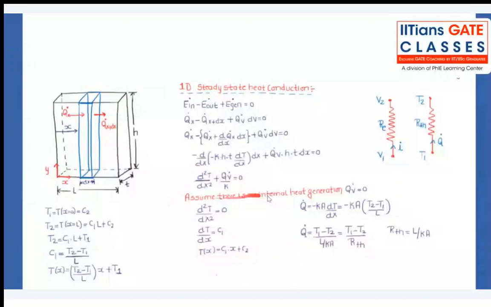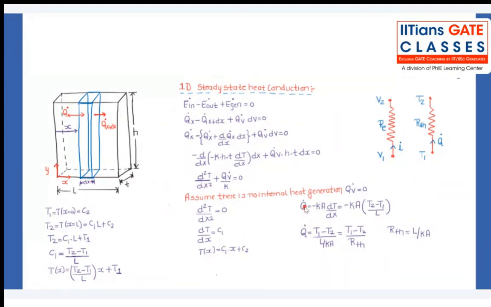Now special case, assume there is no heat generation. This becomes zero. You get d squared T by dX squared equal to zero. You can integrate one time, dT/dX is constant. Second time you get T(X) equals C1 X plus C2. Apply boundary conditions. At X equal to 0, your temperature is T1. At X equal to L, your temperature is T2. So what do you get as temperature distribution? You get T(X) is (T2 minus T1) by L, times X, plus T1. It's a linear temperature distribution. Your temperature is linearly decreasing from one end to the other.